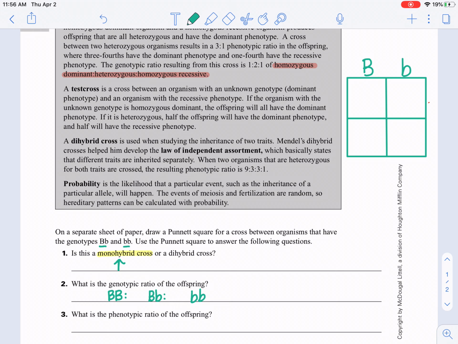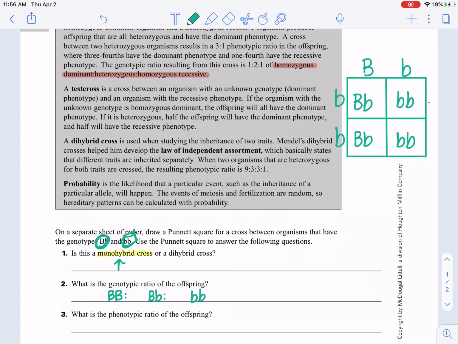Big B, little b. That comes from here. And then little b. That comes from here. Capitals always go first. You cannot write this way. That's not right. It has to go big, little, and then little, and little. You guys should know how to fill out the boxes.